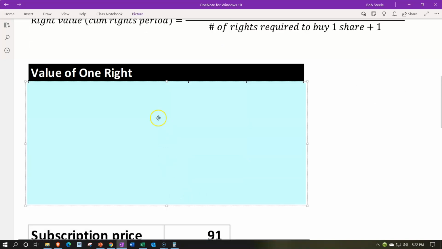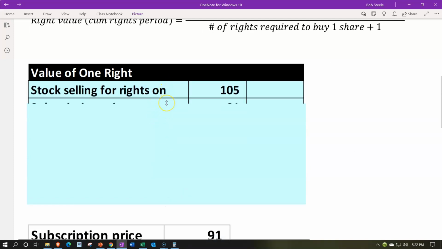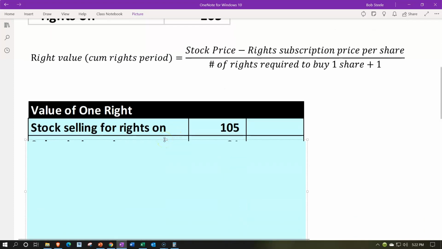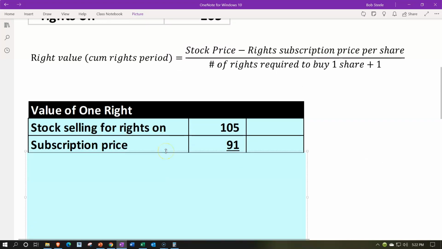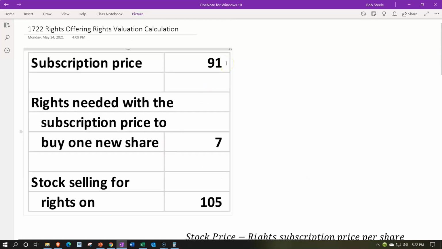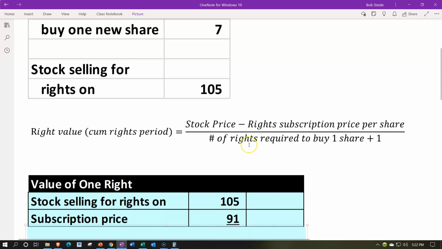So let's see the calculation. It looks like this. We're going to say that the value of one right is going to be the stock selling for rights on. That's going to be the 105, basically the market price. You could think of it pretty much before this took place. Then the subscription price is going to be the 91. That's the lower price that could be purchased if they take advantage of the rights offer, and they would need 7 rights in order to do so.